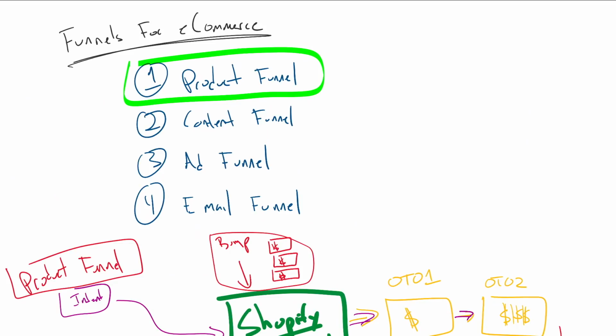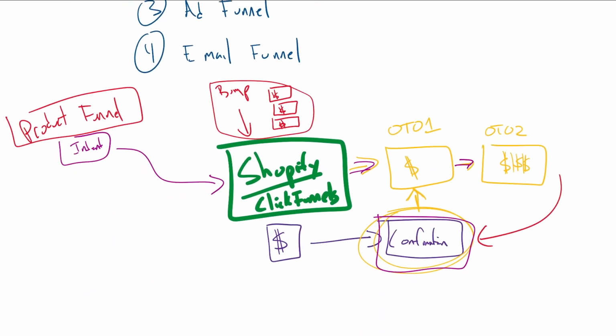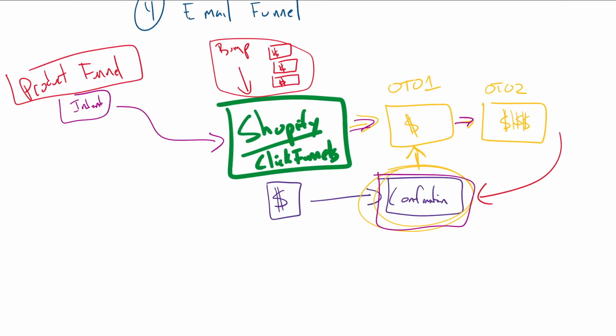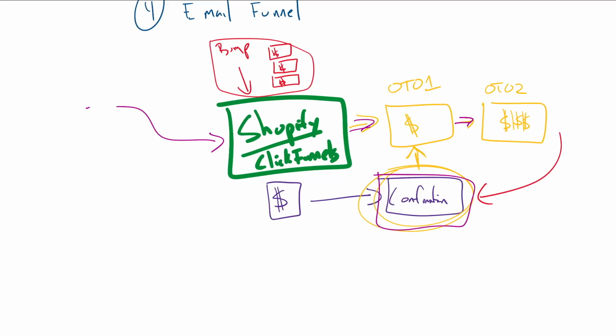So now let's move on to the second one, which is a content funnel. Now, right, we have our website. We need to get people to it. Let me just erase this. We need to get people to our website. How are they going to find us?